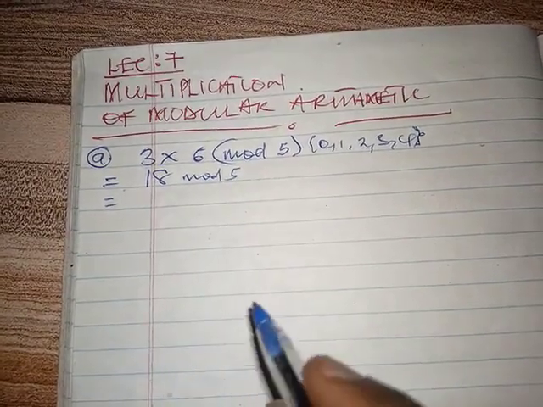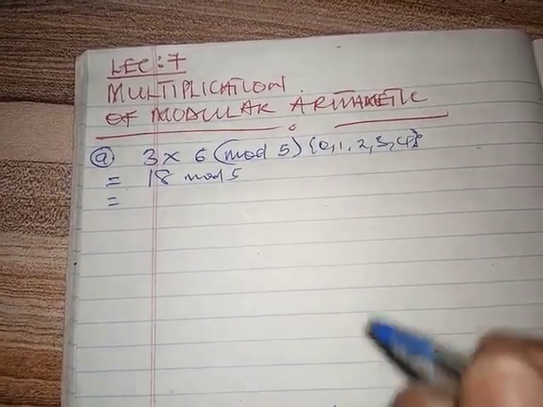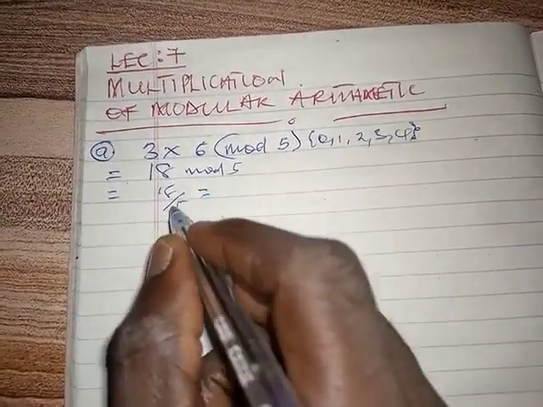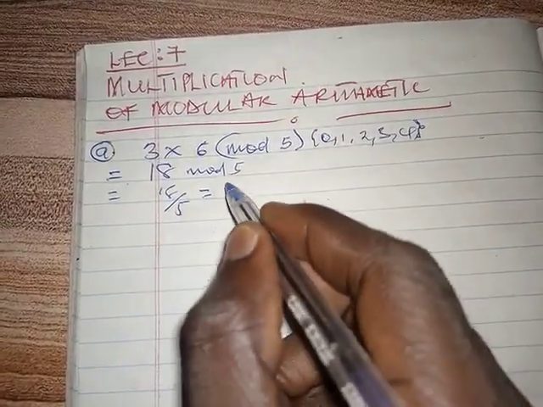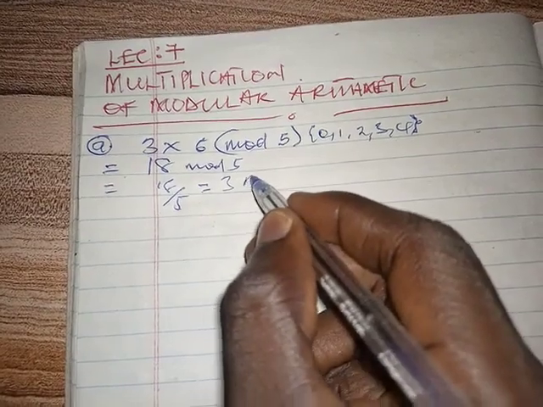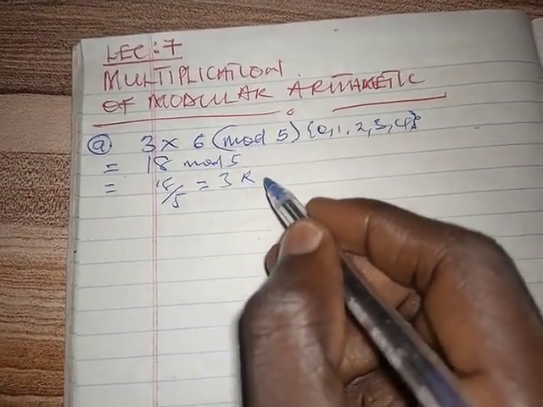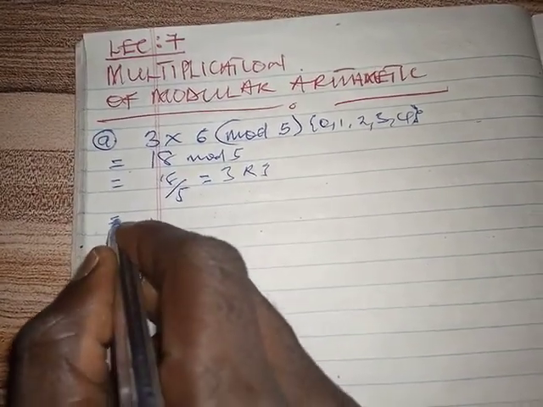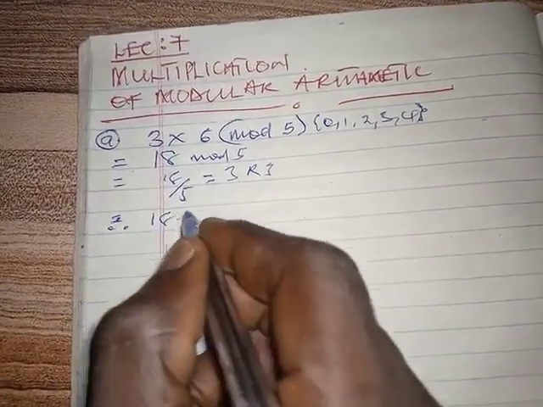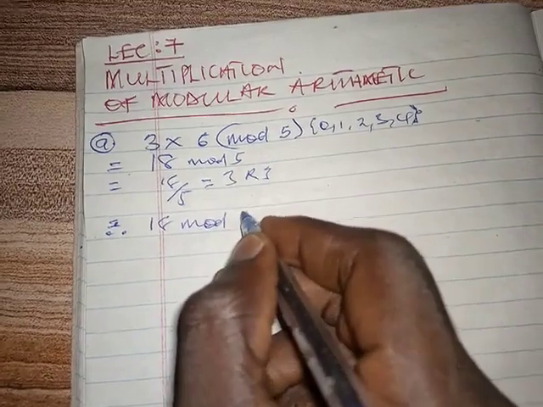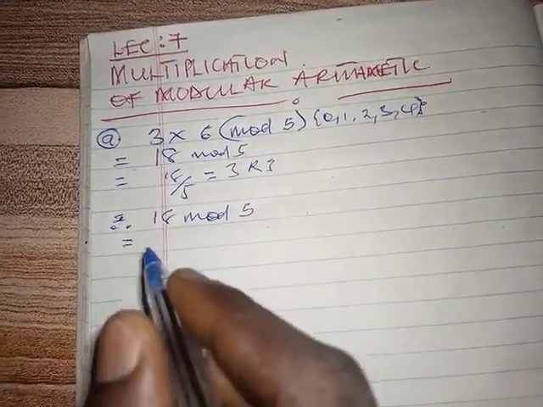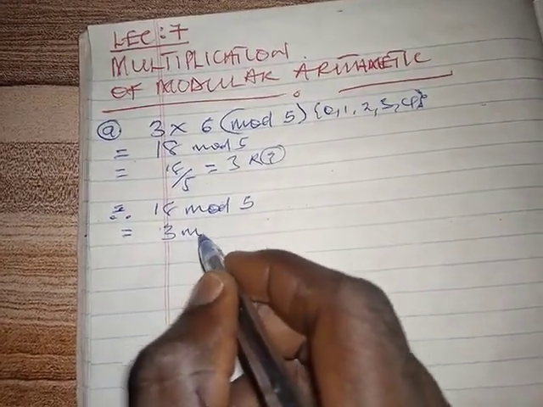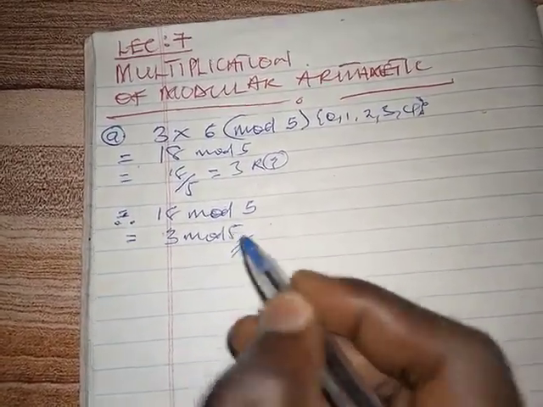So 18 mod 5 means 18 divided by 5. 5 goes into 18 three times, remainder 3. So therefore 18 mod 5 is equal to the remainder, 3 mod 5.